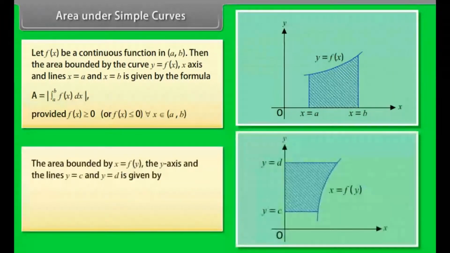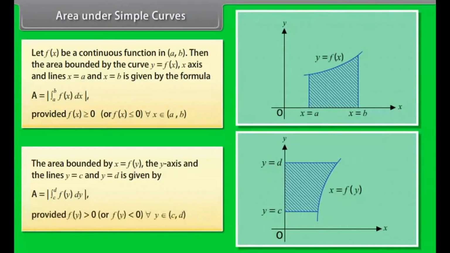The area bounded by x = f(y), the y-axis, and the lines y = c and y = d is given by A = |∫ from c to d of f(y) dy|, provided f(y) > 0 or f(y) < 0 for each y belonging to [c, d]. Working rule for finding the area.